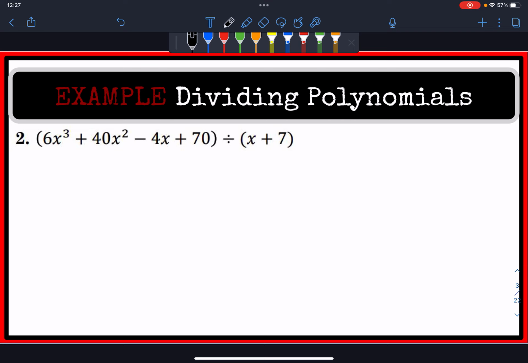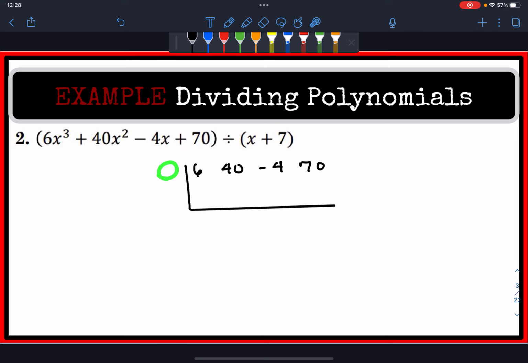Now we start our synthetic division by first having our division box upside down. And instead of writing all of the terms, we only focus on the coefficients. So here, instead of 6x to the third, we're only going to use the numbers 6, 40, -4, and +70. On the outside, our divisor, from x plus 7, we're going to get the opposite of this number and write it as -7. So we set up our synthetic division this way.